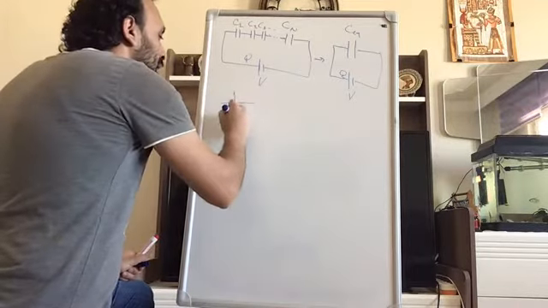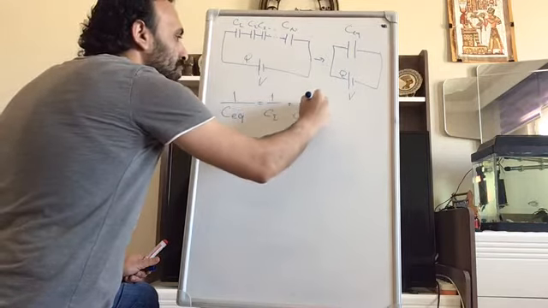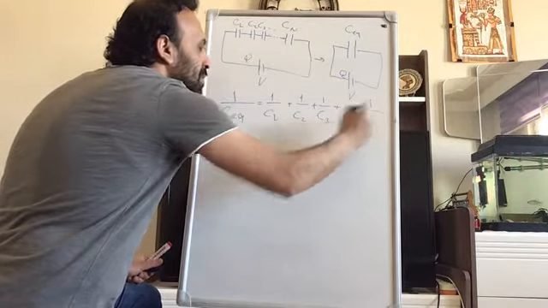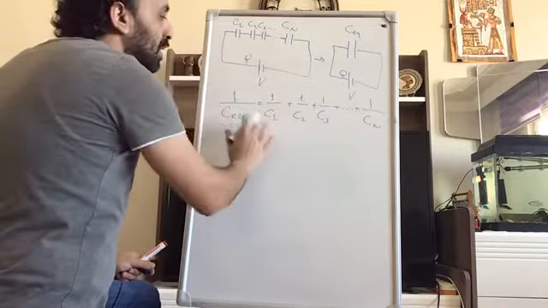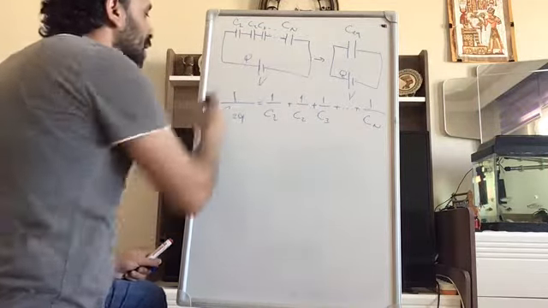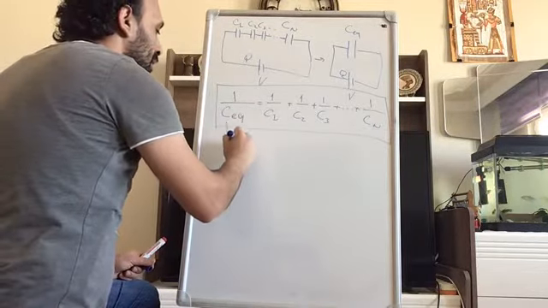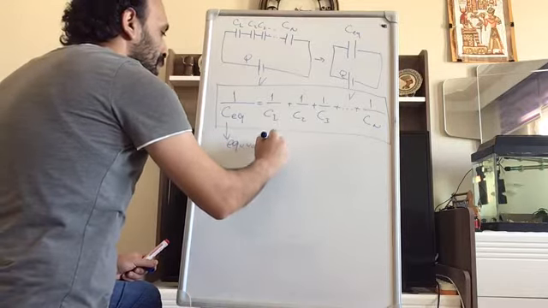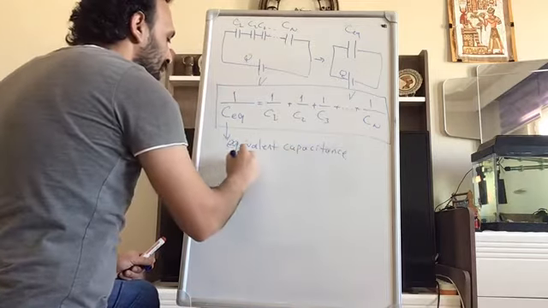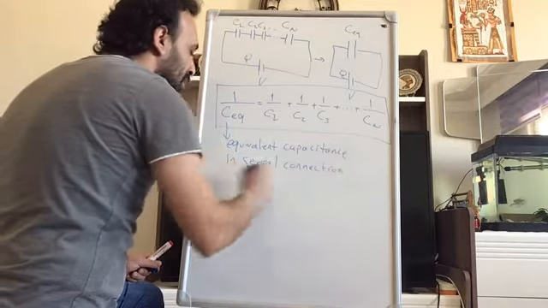1 over C equivalent now will be equal to 1 over C1 plus 1 over C2 plus 1 over C3 plus 1 over Cn. So you need to just sum all the inverses of all the capacitors here, which is going to be equal to the inverse of the equivalent capacitor. So, equivalent capacitance in serial connection of capacitors.